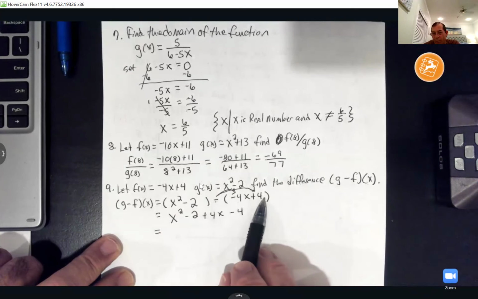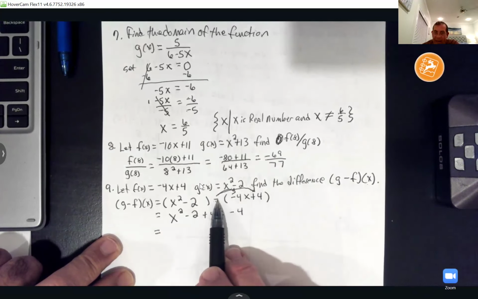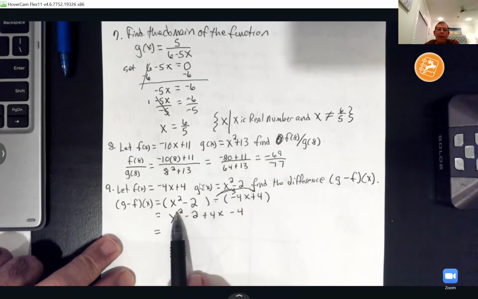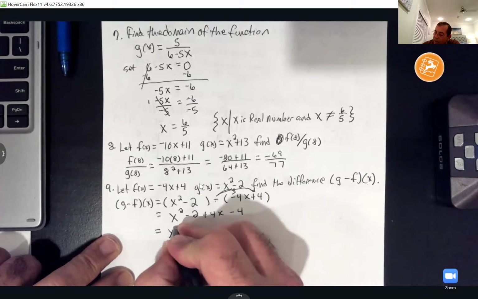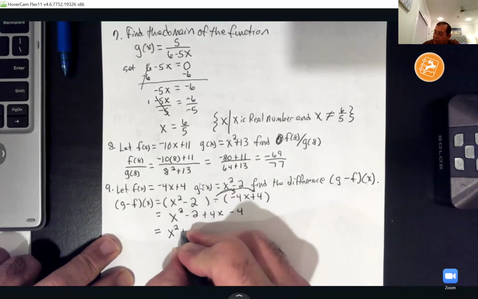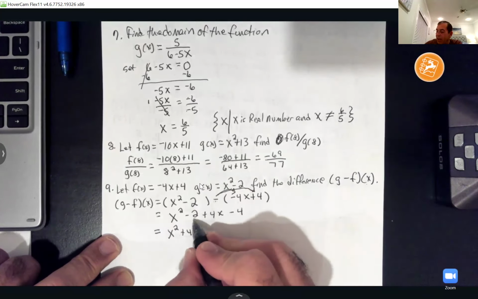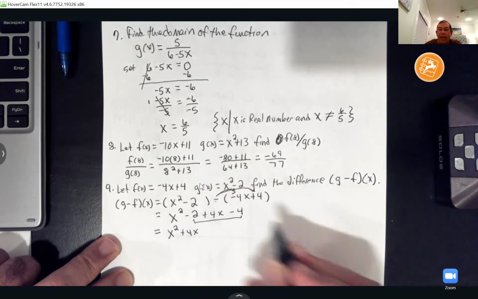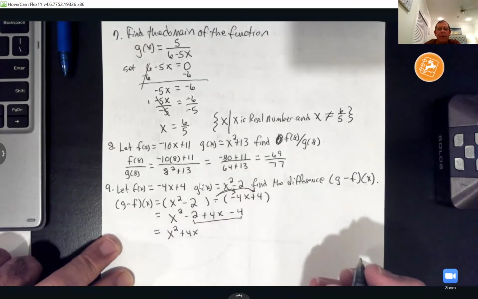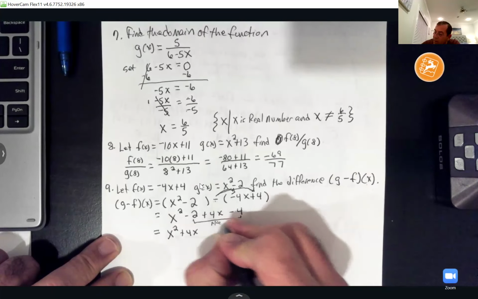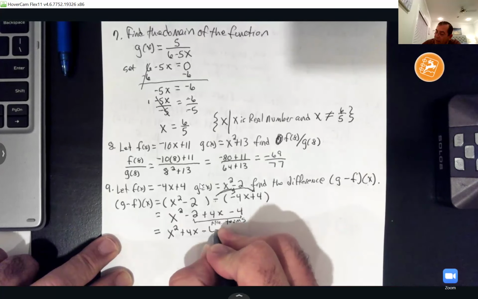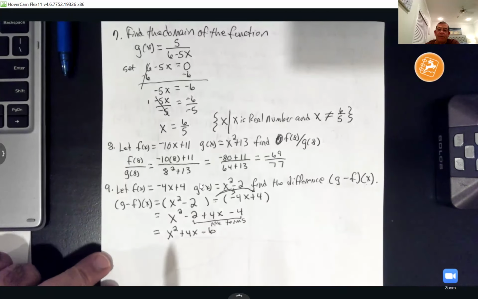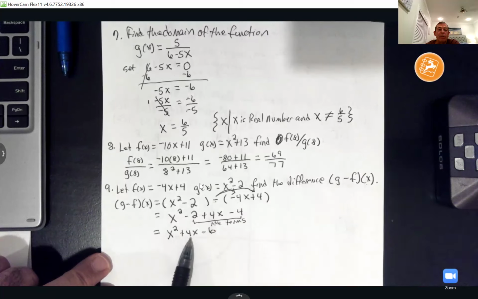So distribute that subtraction, okay? All right, now I'm just going to put it in order and add like terms. So I got an x squared. I got a 4x. My like terms are going to be the negative 2 and the negative 4. That's my like terms, and that's going to give me a negative 6. So my final answer would be x squared plus 4x minus 6.